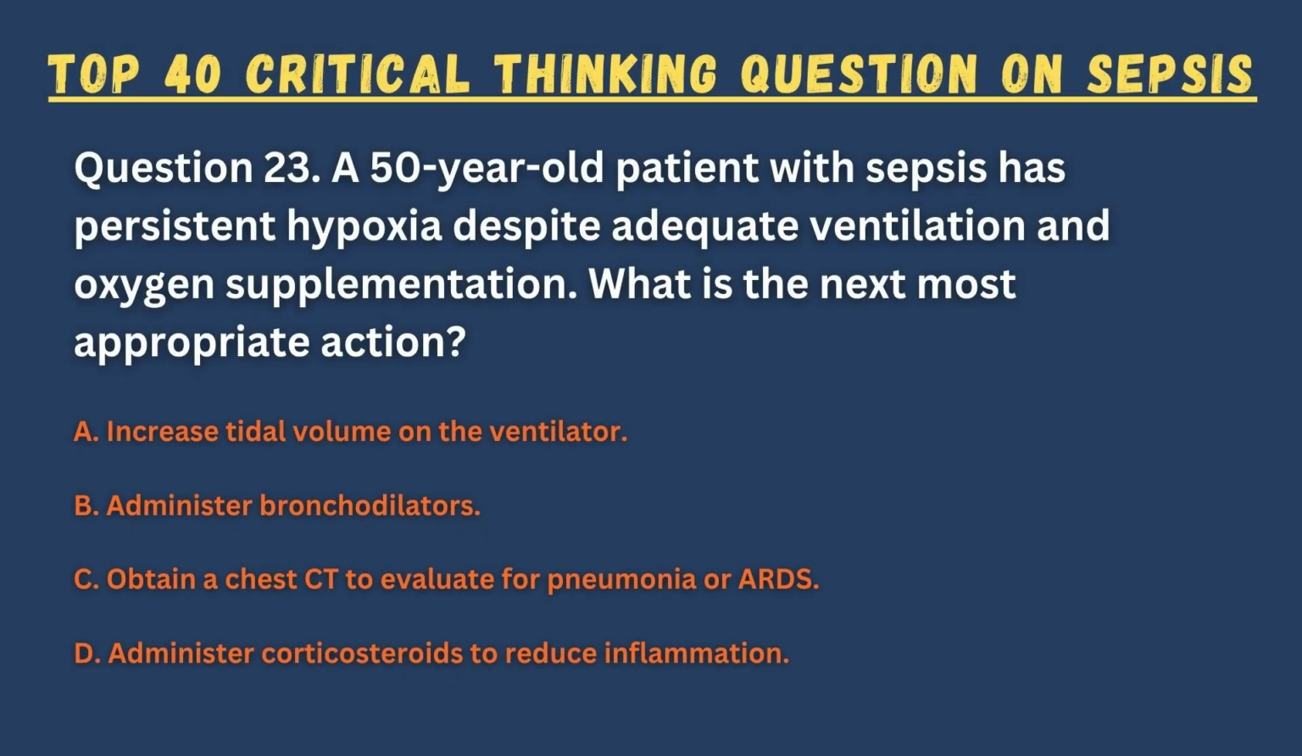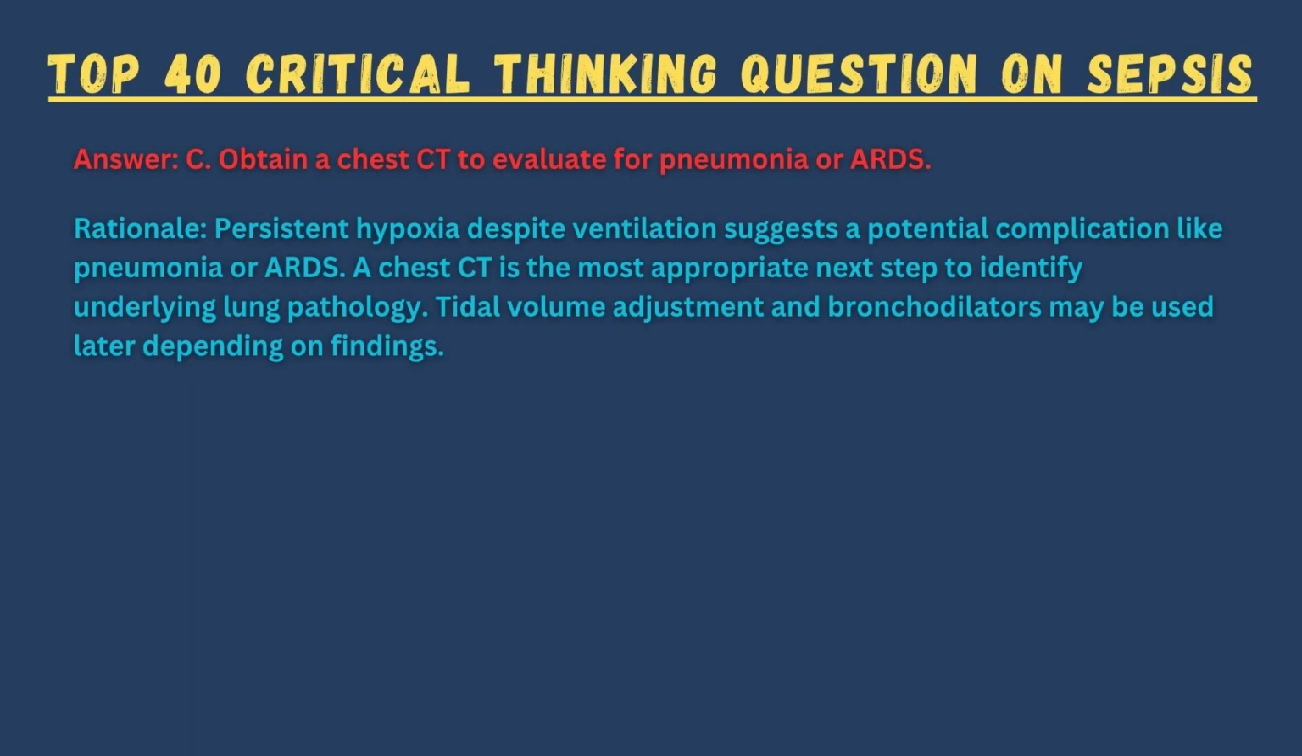Question 23. A 50-year-old patient with sepsis has persistent hypoxia despite adequate ventilation and oxygen supplementation. What is the next most appropriate action? A. Increase tidal volume on the ventilator. B. Administer bronchodilators. C. Obtain a chest CT to evaluate for pneumonia or ARDS. D. Administer corticosteroids to reduce inflammation. Answer: C. Obtain a chest CT to evaluate for pneumonia or ARDS.